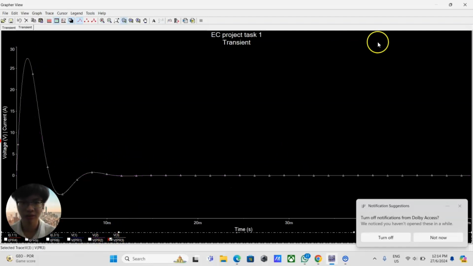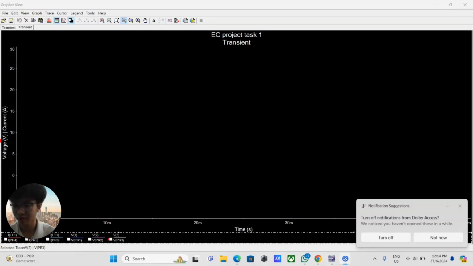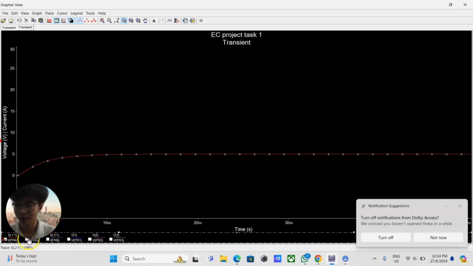So this is the simulation, and this is the current of the inductor. For current 1 in the overdamped situation, and this is the current for the inductor in the critically damped situation, and this is the current for the inductor in the underdamped situation. So that's all for my presentation. Thank you, and I will pass it to my teammate.